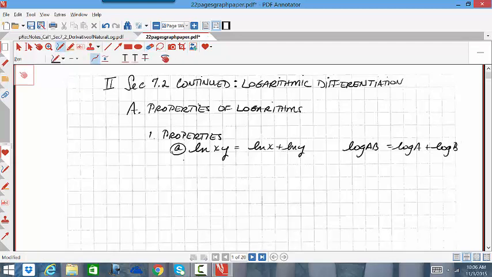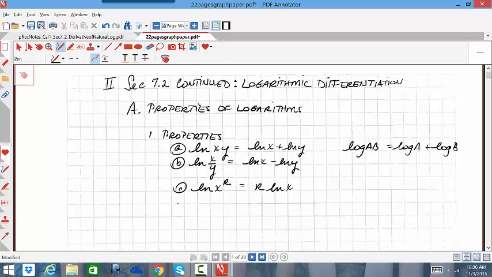Another property: if you had the natural log of x over y, you could rewrite this as the natural log of x minus the natural log of y. Another property that we use repeatedly is if you have the natural log of x to an exponent, say r, you can pull the exponent in front of the natural logarithm. We use that a lot.